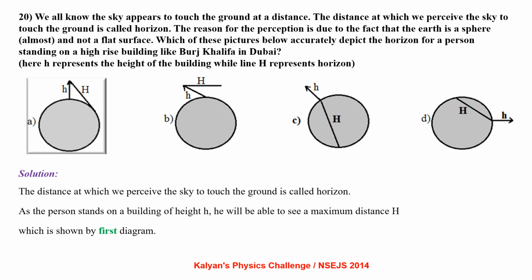See the diagrams carefully. As the person is standing on a building of height h and looks straight, he will be able to see up to a distance capital H, which is represented by the first diagram.